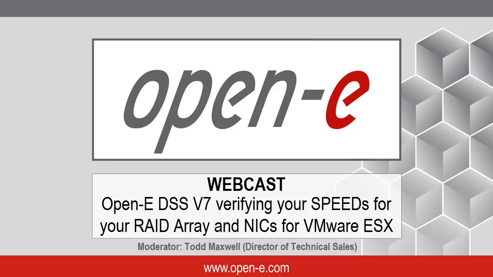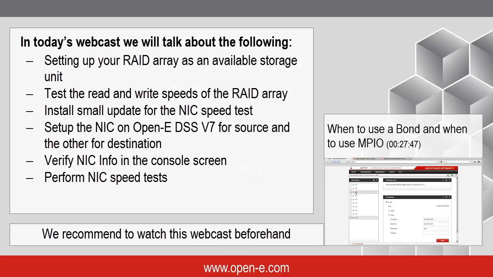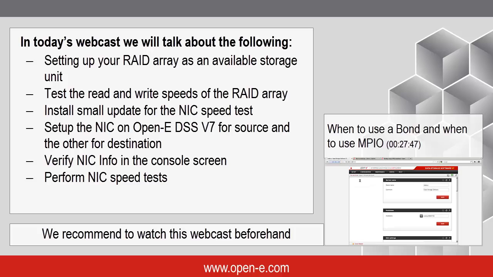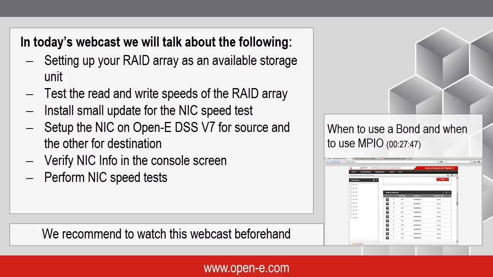This topic is going to be DSS V7, verifying your speeds for the RAID array that you create and your NICs. This is really important, especially when you're deploying a new system. It helps you identify where bottlenecks are in some instances, and especially before you put it in production, you want to be able to test this. So we're going to go over testing the read and write speeds of the RAID array that you created.